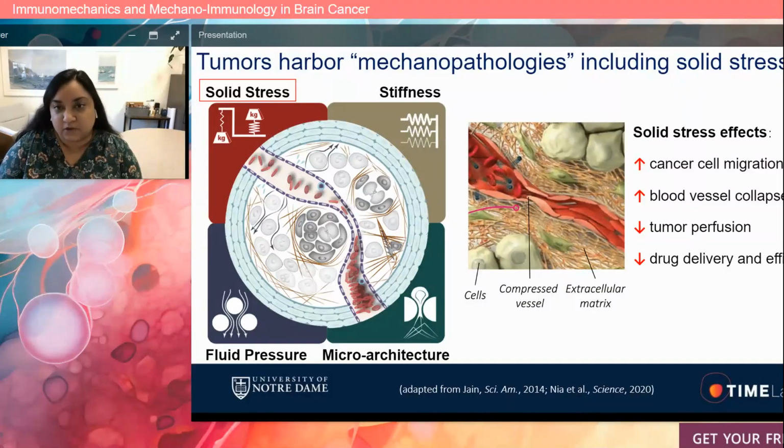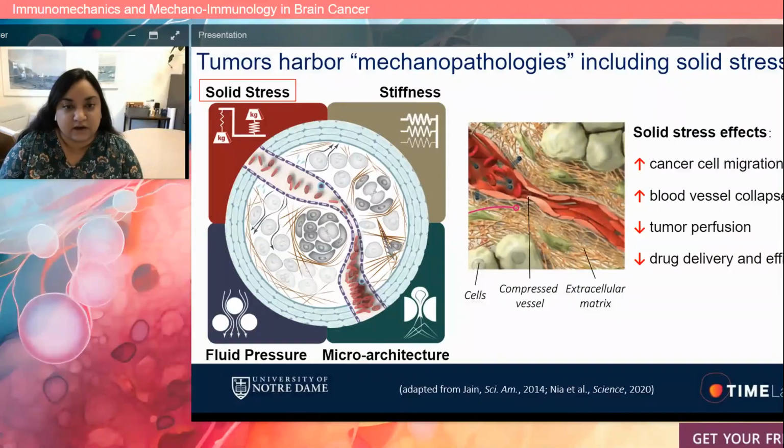In terms of this mechanical force solid stress, what we know already is that it can promote migratory and invasive behavior in cancer cells. Very importantly, it actually compresses those leaky tumor blood vessels shut so that you lose even more perfusion to the tumor, which really complicates drug delivery and efficacy.